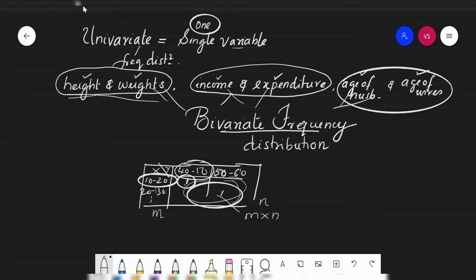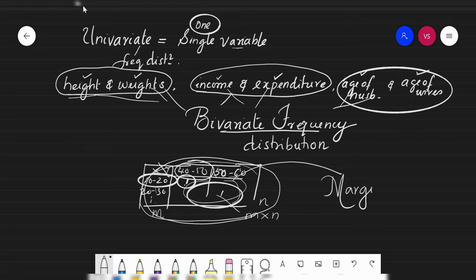Now once we form a frequency distribution of this type, when two variables are formed in the table like this, if you have to extract only one variable out, for example, if you only want to make a frequency distribution of heights, that frequency distribution will be called the marginal frequency distribution, students. Understand? Okay. What is that marginal frequency distribution?